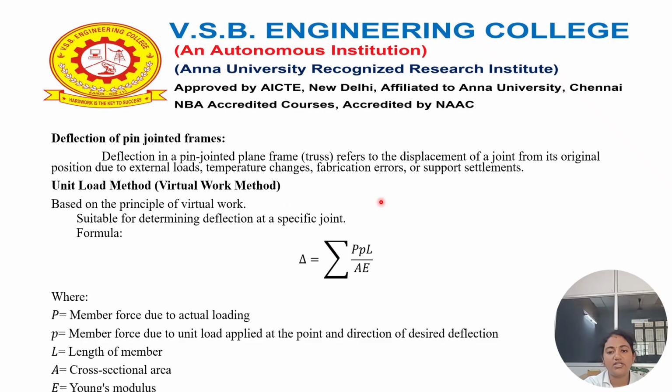The deflection is found using delta is equal to summation of capital P small p into L divided by A into E, where capital P is the member force from the actual loading, where the problem is given with the actual loading, and that loading will be considered there, and small p will be the unit load. By using the unit load, we can calculate either by the method of joints or by the method of sections. L will be the length of the member, A will be the cross-sectional area, and E will be the Young's modulus.